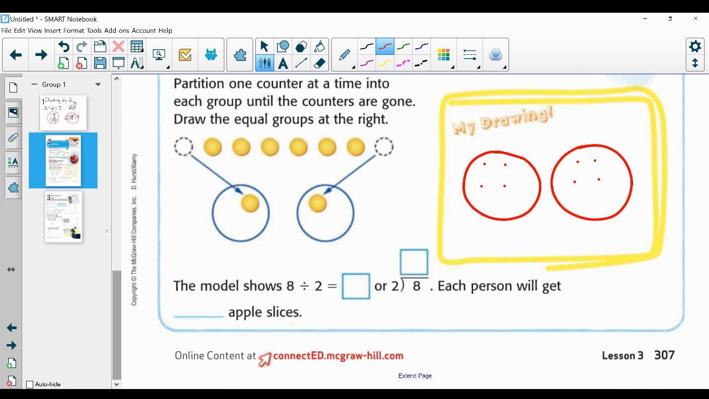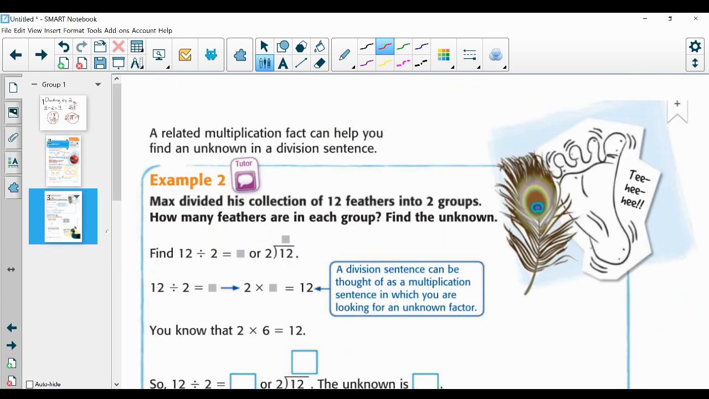So the model shows 8 total divided into 2 groups, which is 4 in each group, or how many 2s in 8? There are 4. So each person will get 4 apple slices. Okay, let's go to the next page.